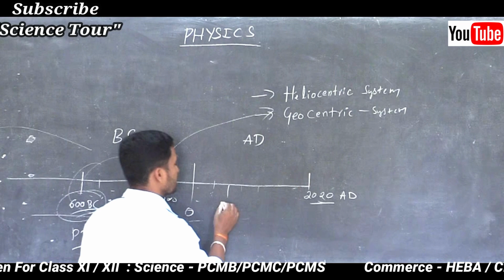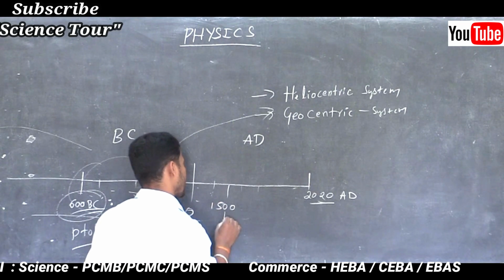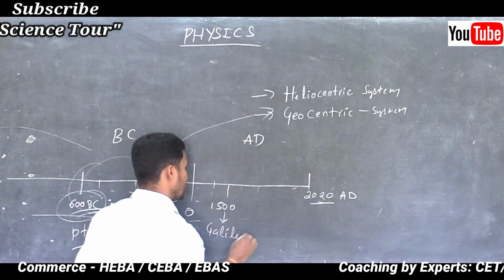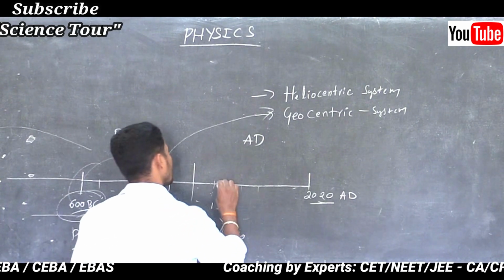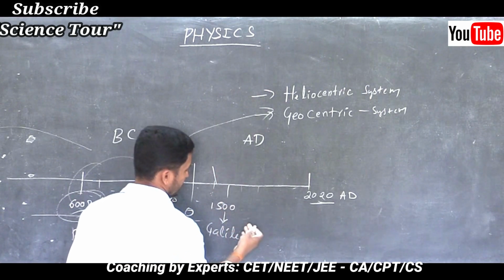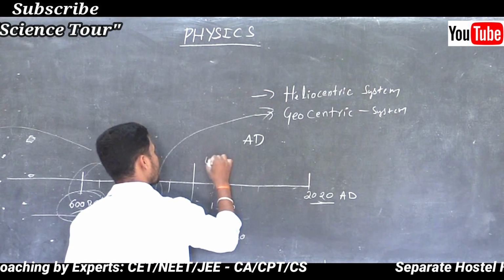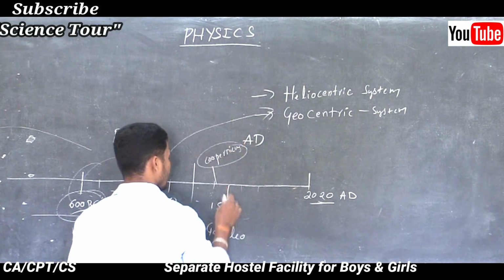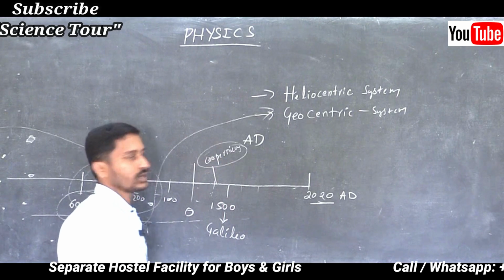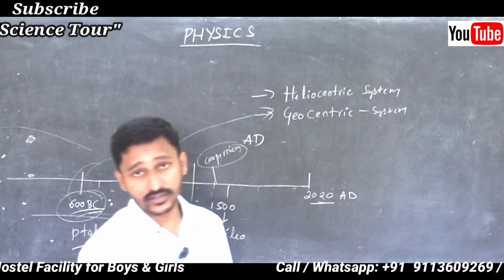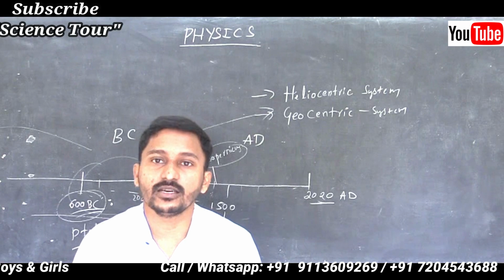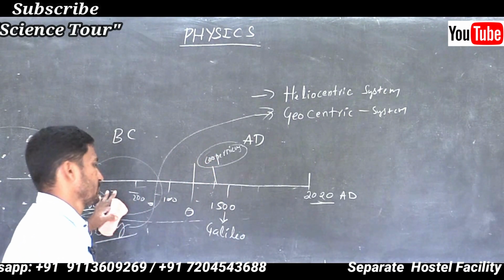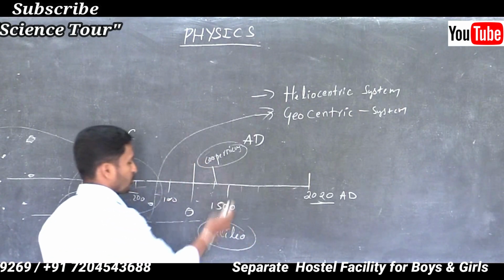In 1500 we got a scientist, a physicist, that is nothing but Galileo. And around 1500, like 1540, we got Copernicus. Copernicus is the first who told about the heliocentric system, that the sun is the center and the other planets are revolving around the sun. So that was a discussion, because there was no proper experiment. But later, advances took place.